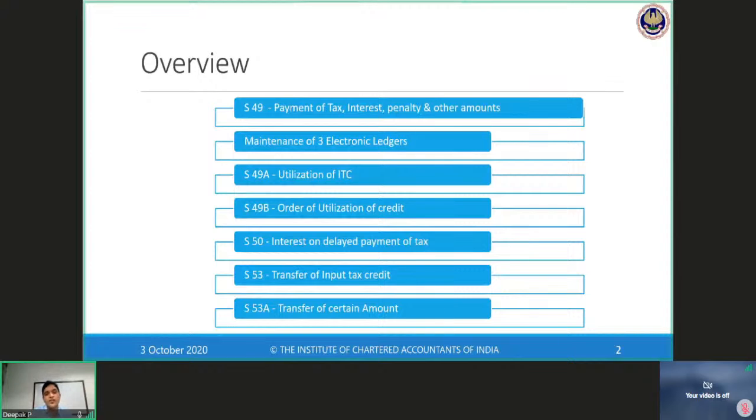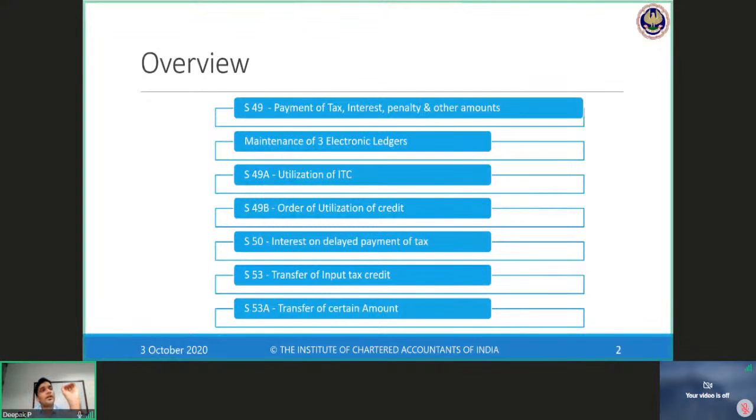Okay. And transfer of certain amount, section 53A is talking about a provision where the government is allowing you to offset or adjust your tax balance from one minor ledger to another minor ledger. If you have paid taxes wrongly under CGST instead of paying IGST, you were not allowed to utilize the amount lying in CGST. I'm talking about the electronic cash ledger. We will discuss this further, but I'm just giving you a brief here to understand.